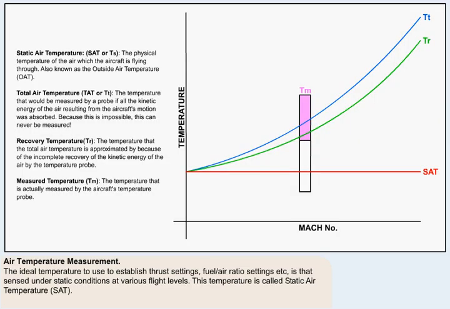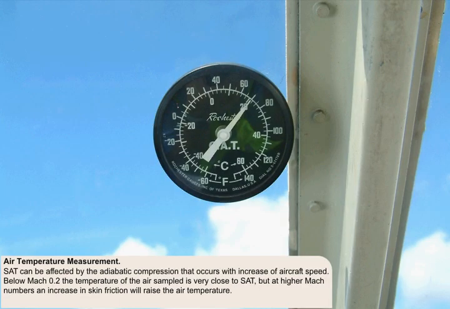Air temperature is one of the basic parameters used to establish data vital to the performance monitoring of aircraft engines, for example, thrust settings, fuel-air ratio settings, etc. The ideal temperature to suit these requirements is that sensed under static conditions at various flight levels. This temperature is called variously the outside air temperature or static air temperature, SAT. Unfortunately, this measurement can be affected by the adiabatic compression that occurs with increase of aircraft speed.